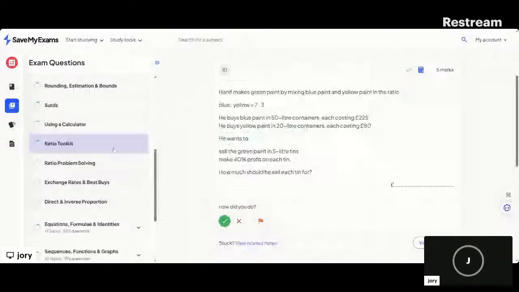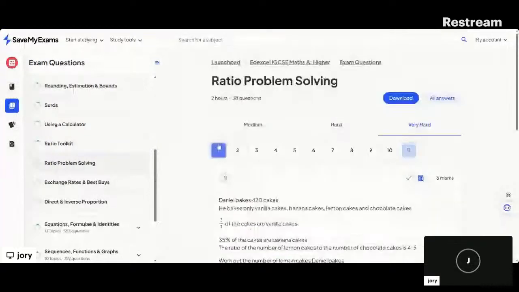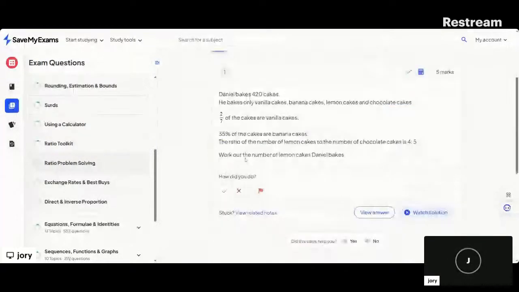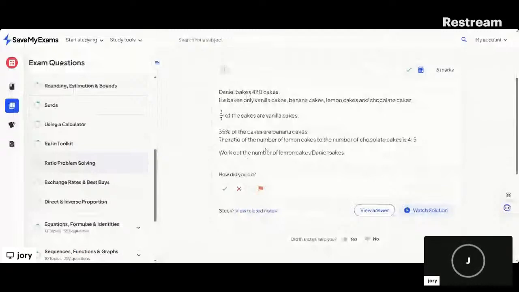Okay, next. Ratio problem solving. Very hard. 11. Let's go one first. Daniel bakes 420 cakes. He only bakes vanilla cakes, banana cakes, lemon cakes, and chocolate cakes. That's a lot of cakes. Why did he say only? 2 out of 7 of the cakes are vanilla cakes, 35% of the cakes are banana cakes. The ratio of the number of lemon cakes to number of chocolate cakes is 4 to 5. Work out the number of lemon cakes. Okay, I like these type of questions. They're easy.